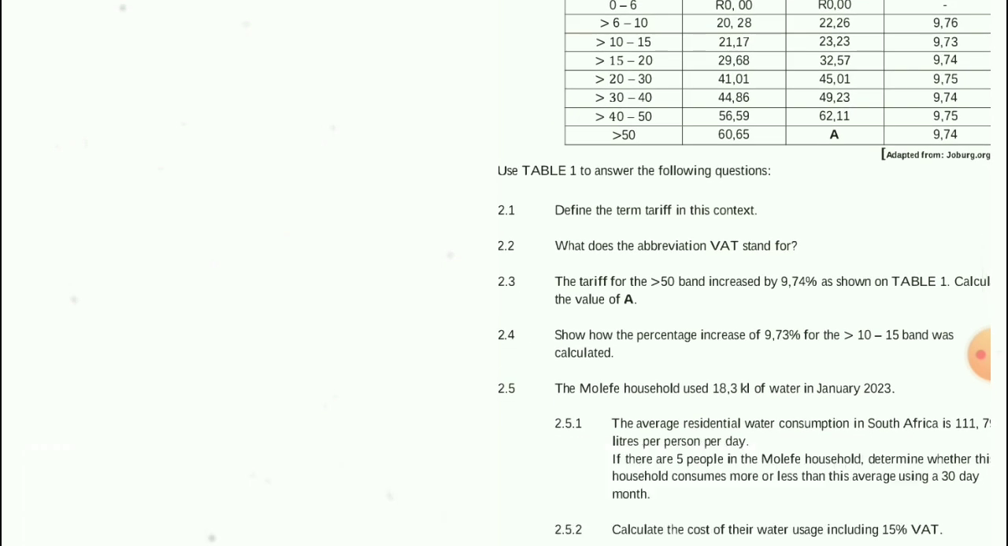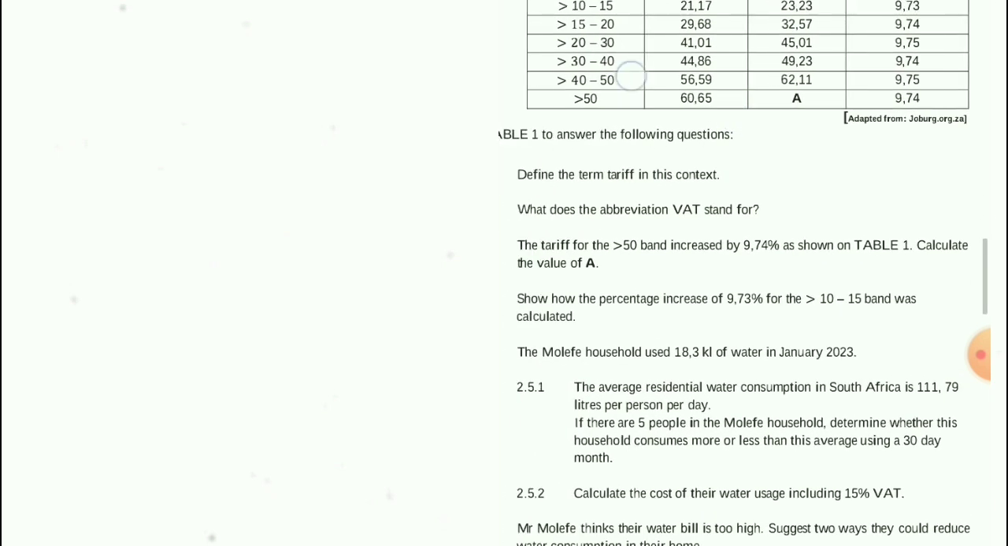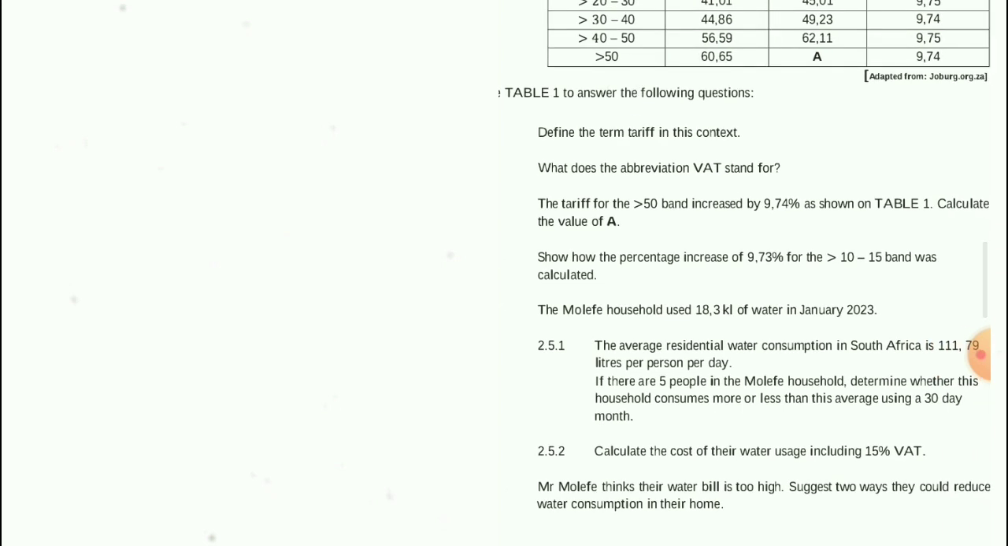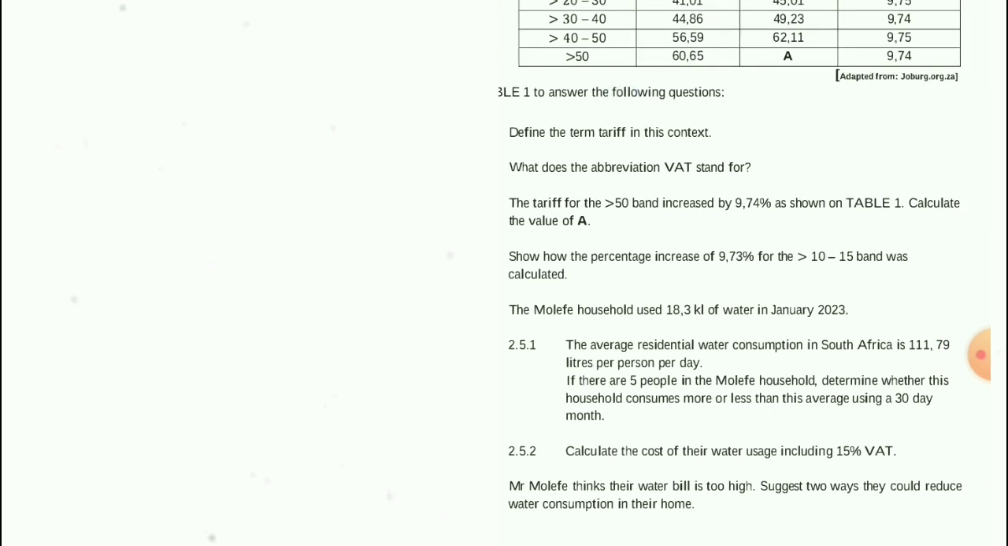2.2, what does the abbreviation VAT stand for? Value added tax. Everybody knows this one. 2.3, now we are going to the real deal, guys. We are going to the real business now. The tariff for the 50 band, or kiloliters, increased by 9.74%, as shown on table 1. Calculate the value of A.